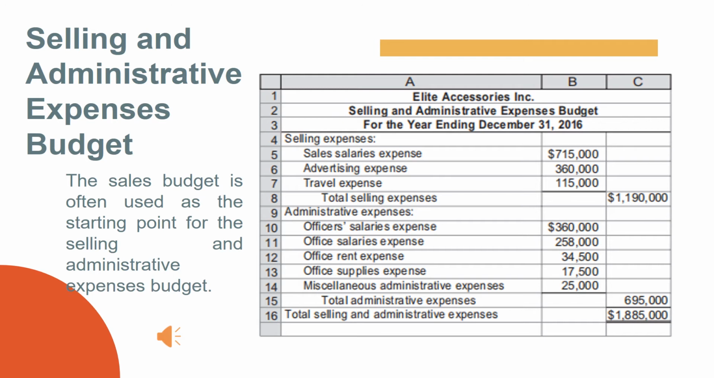And they also incurred administrative expenses of officer salaries expense, office salaries expense, rent expense, and supplies expense, and miscellaneous administrative expenses that totaled $695,000, that totaled to $1,885,000 at the end of the year.